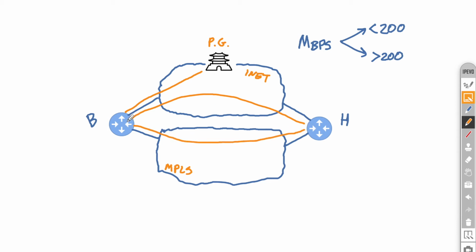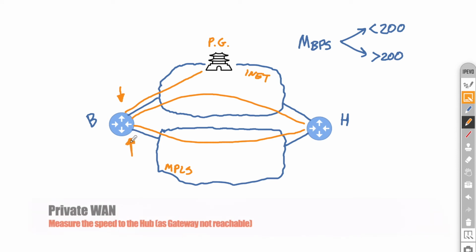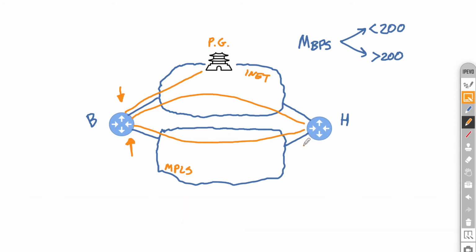So now what we'll do is that on public links where the gateway is reachable, we will use this overlay to measure upstream and downstream and set the speed of the link. And on private links, you'll measure the speed between the branch and the hub. The recommendation for the hub is to actually turn it off completely and statically define the speed.